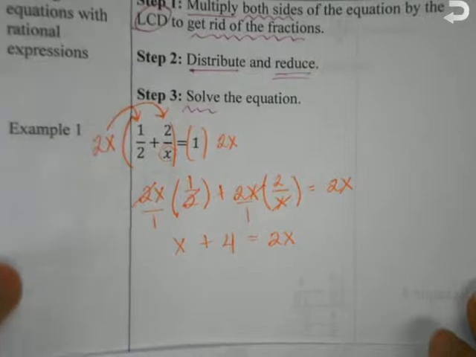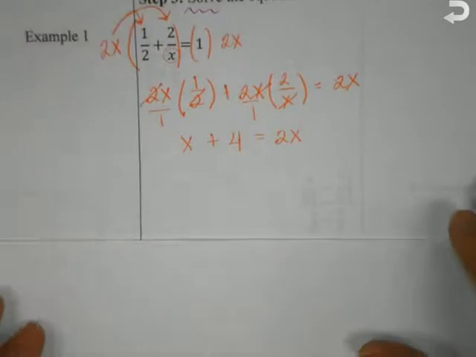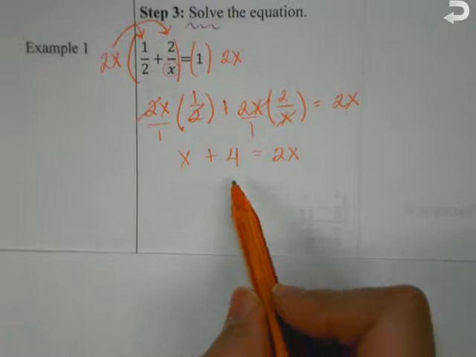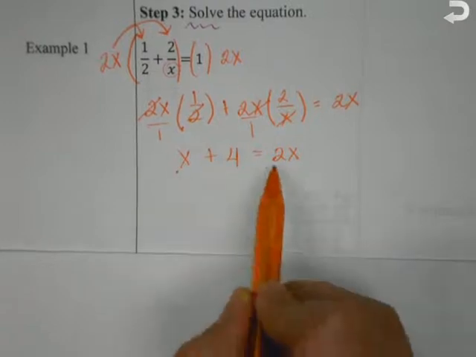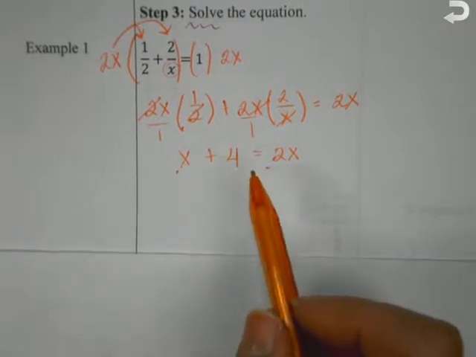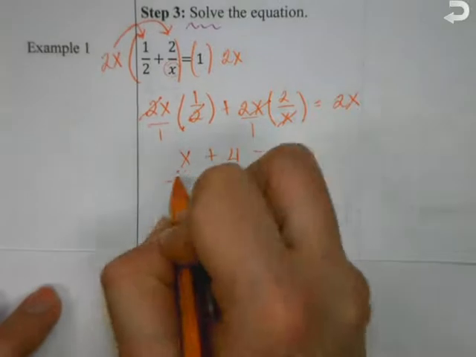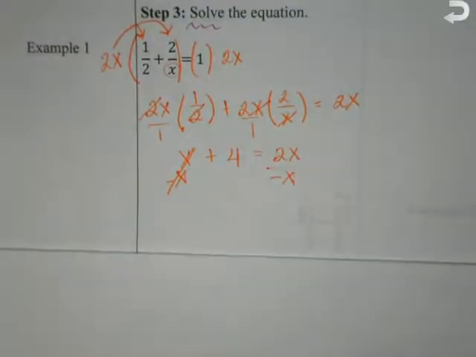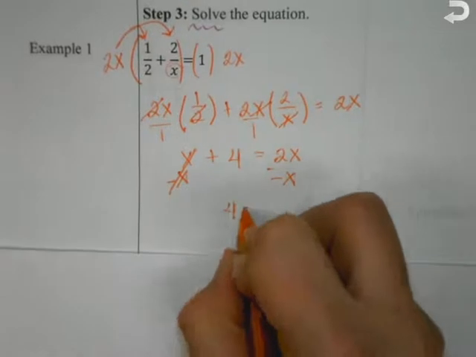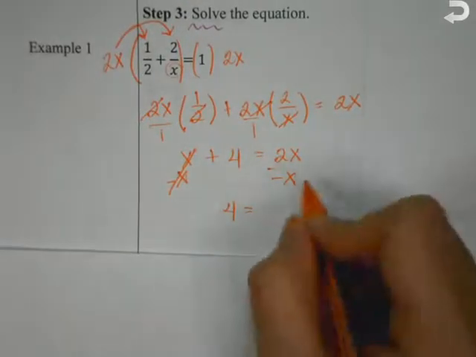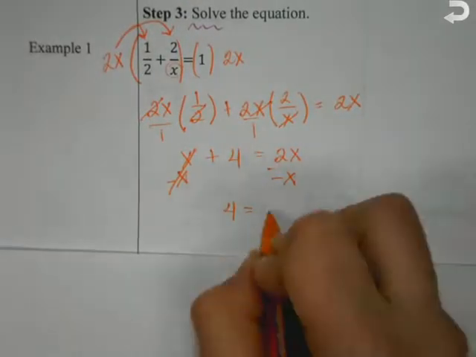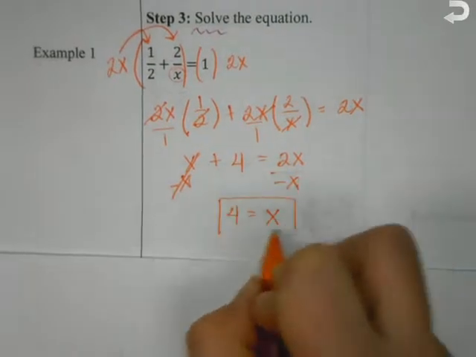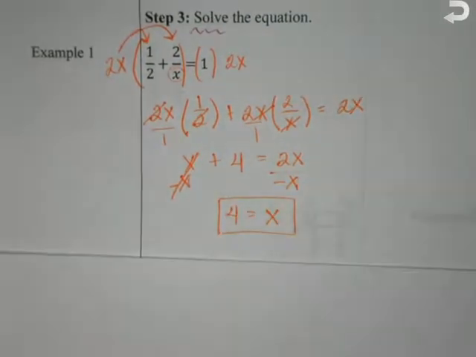Does this look like something that we know how to do? Yes, it does. We want to solve this. Okay, now I have 1x on the left and 2x's on the right. So in order to get all x's to the same side, I'm going to subtract x from both sides. And that gives me 4 equals 2x minus 1x, which is 1x. So x equals 4. Or 4 equals x. Same thing. All I did was subtract 2x minus 1x.